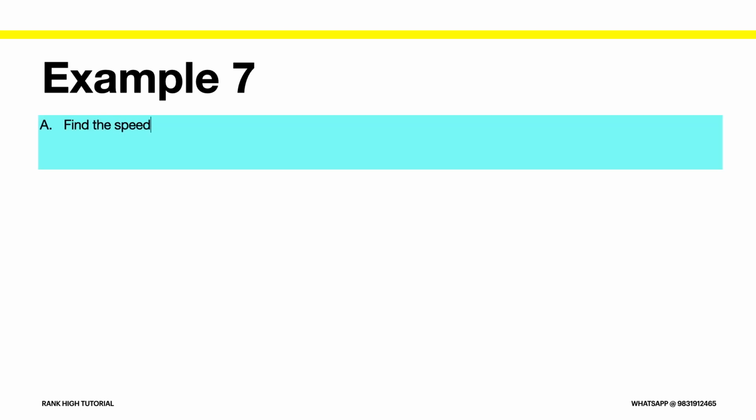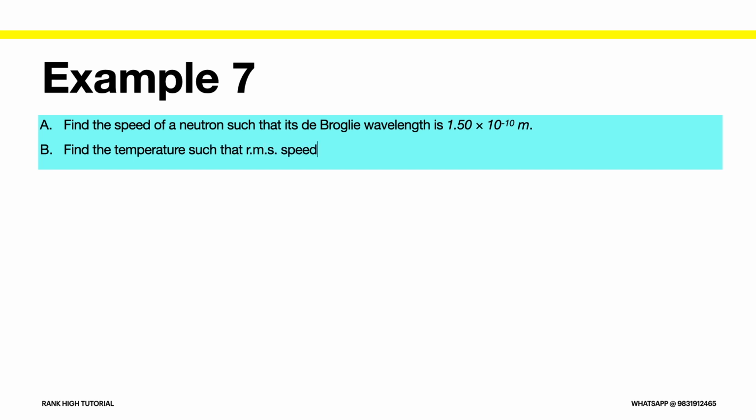Example number 7 is a little different. In part A, we have to find out the speed of a neutron such that the de Broglie wavelength is 1.5 × 10^-10 meter. In part B, we have to calculate the temperature such that the root mean square speed of the thermally equilibrated neutron is equal to the speed we obtain from part A. How to solve this problem?